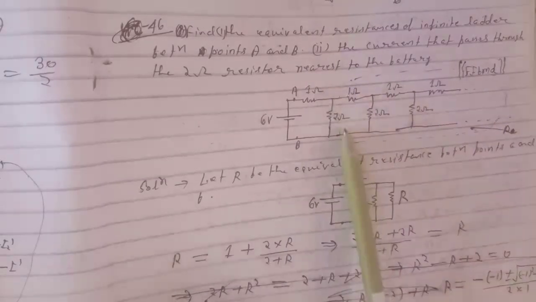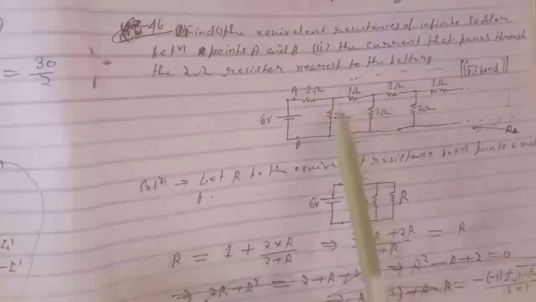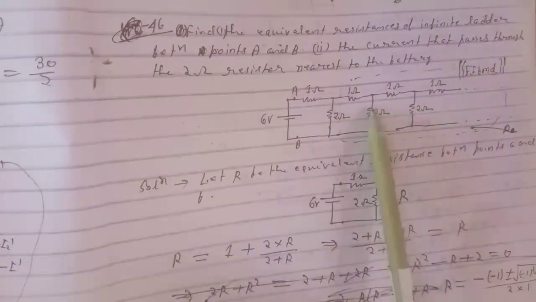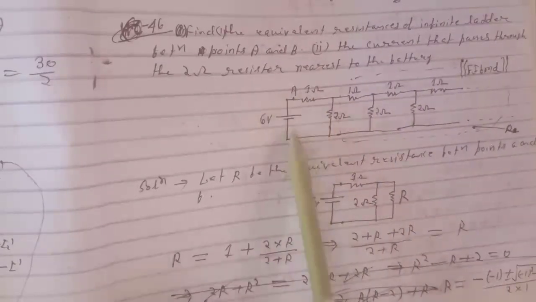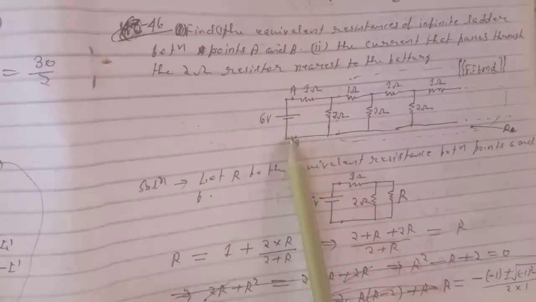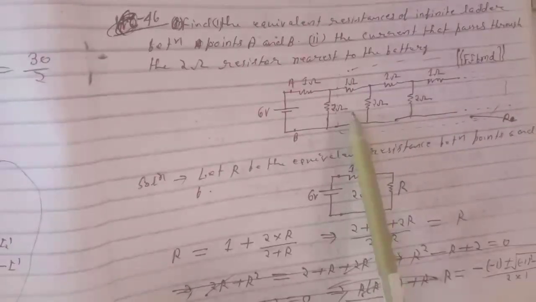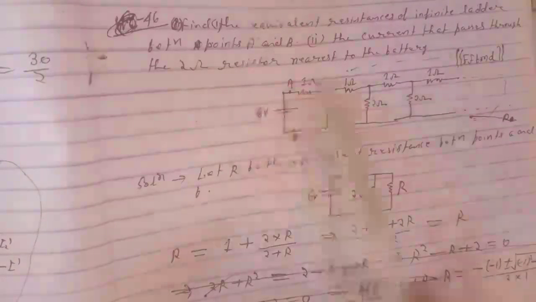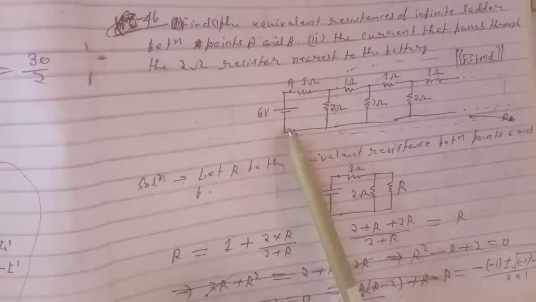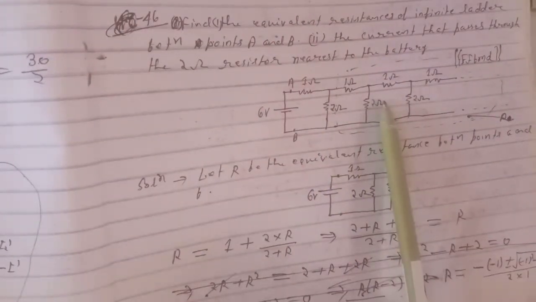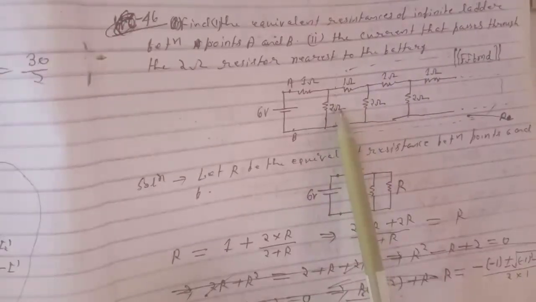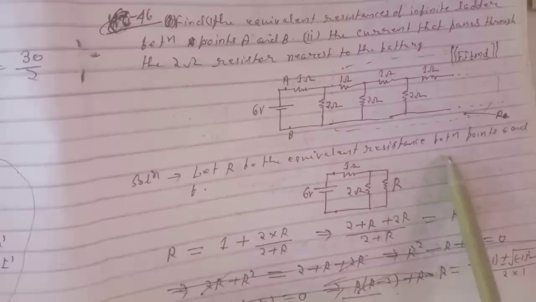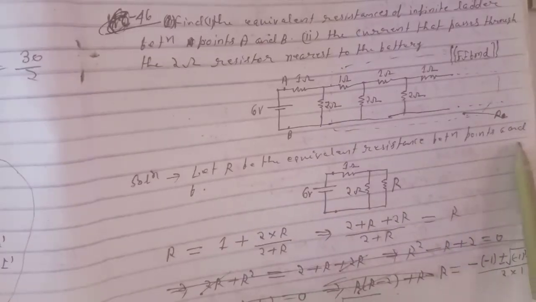If we cut this ladder from here as shown in the diagram, then we find the same type of infinite ladder as seen from here, points A and B. So if we consider that the equivalent resistance of this system is R, then we can replace this part by a resistance of R. Let R be the equivalent resistance between points A and B.